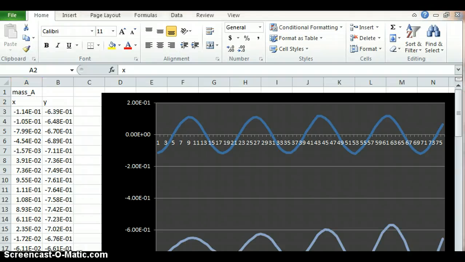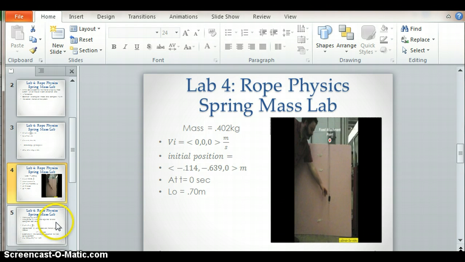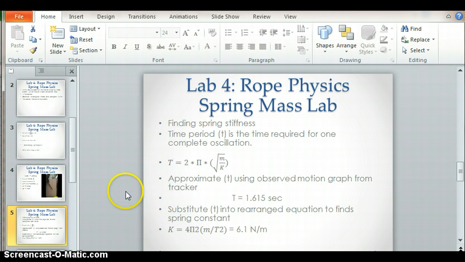We construct a computational model by using VPython, but first we calculate the time period, which is the time required for one complete oscillation, and is equal to 2 pi times the square root of the mass of the object over the stiffness, and we calculate the stiffness to be 6.1 Newton per meter.